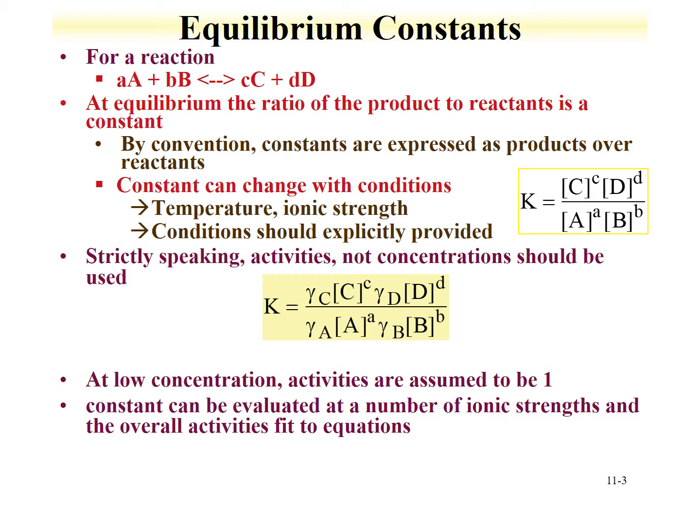But strictly speaking, these are concentrations. One should really use activities, which are listed in this equation here. We have activity coefficients. At low concentrations, activities are assumed to be 1. And what one can actually do to try to evaluate some of these activity coefficients is to examine constants over a range of ionic strengths and fit the activities.